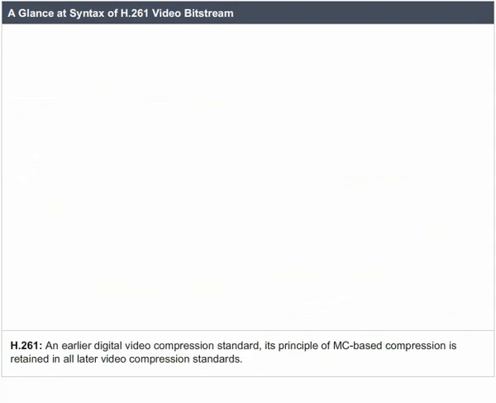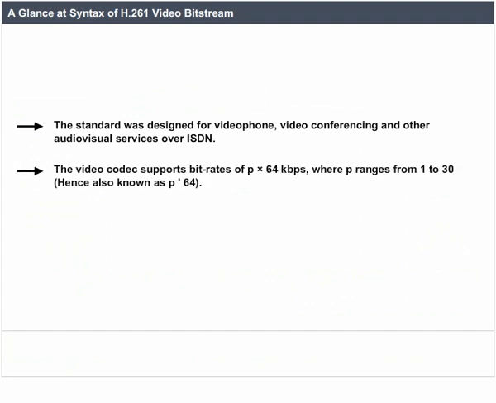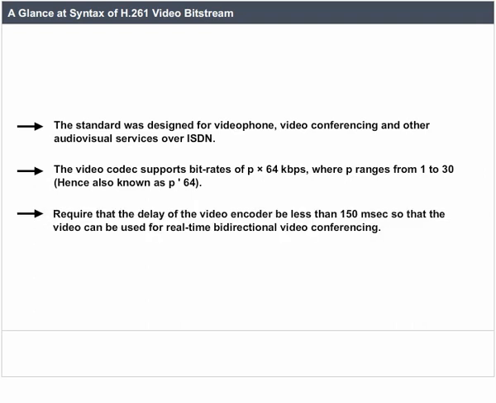H.261. H.261, an earlier digital video compression standard, its principle of MC-based compression is retained in all later video compression standards. The standard was designed for videophone, video conferencing, and other audiovisual services over ISDN. The video codec supports bit rates of P by 64 kbps, where P ranges from 1 to 30, hence also known as P64, and requires that the delay of the video encoder be less than 150 milliseconds so that the video can be used for real-time bidirectional video conferencing.